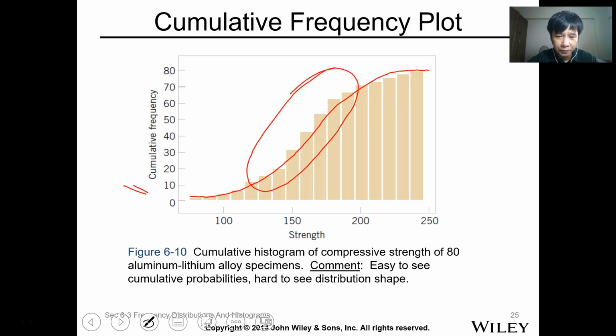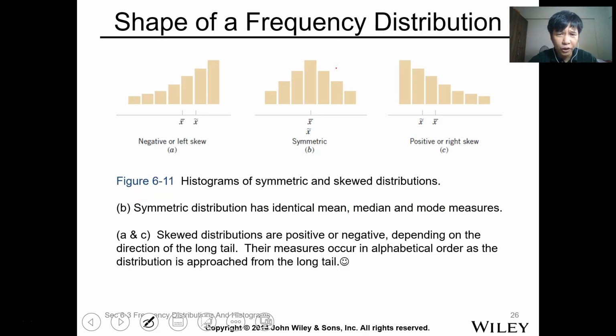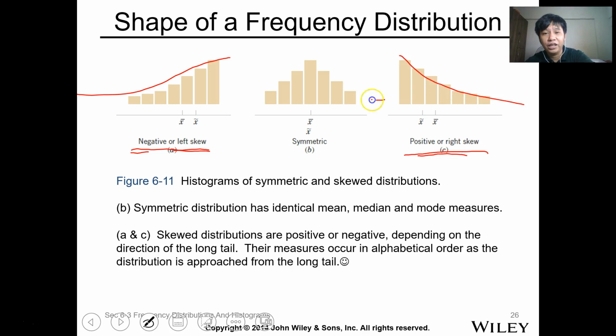Okay? Now, for shape of the frequency, usually we just have the symmetry or the skewness. Pag skewness, we have the positive and the negative skewed data. Pag negative skewed, left skewed, pag ganito siya, papunta sa left. Pag positive, right skewed, papunta sa right. Pag symmetrical, meaning equal yung distribution.